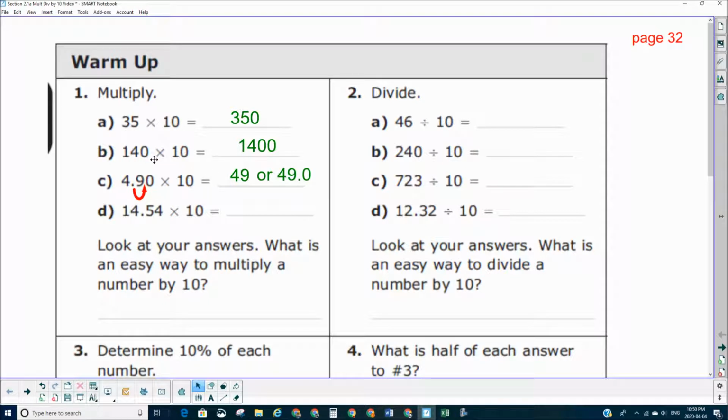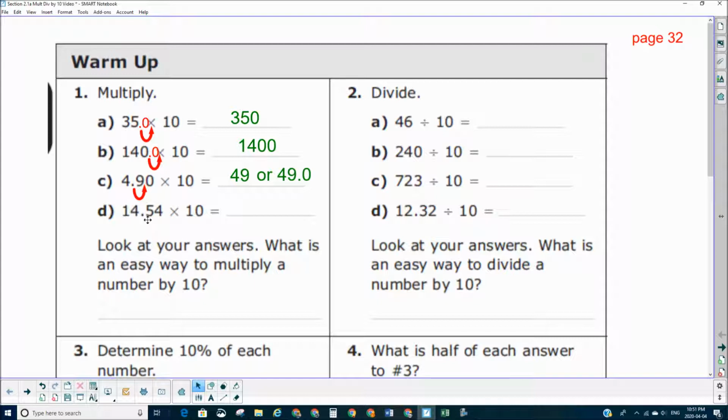In fact, all of these have done that. 35, you can imagine, is 35.0. And if you multiply it by 10, you move one decimal place to your right, and you get your 350. Even this 140 is 140.0, and it moves one decimal place to the right to get you to 1400.